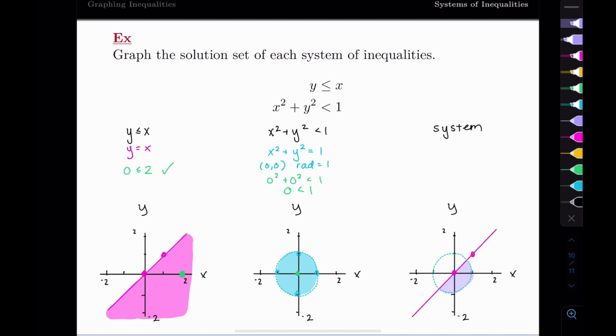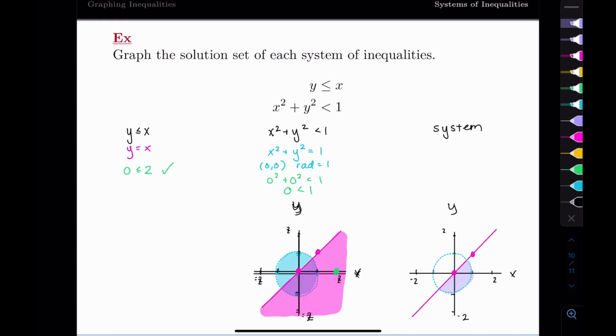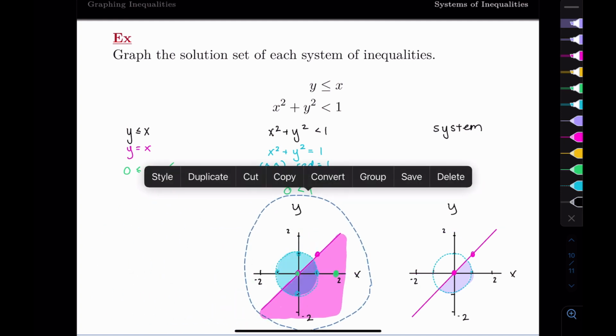So any point in the shaded region will satisfy both of the inequalities and hence our system. And again, we can see that if I go ahead and take this graph and plop it over top of the other, that dark spot is where there is overlap for these two systems.